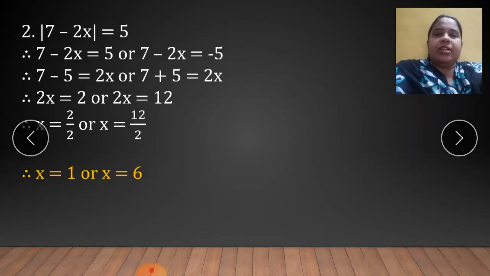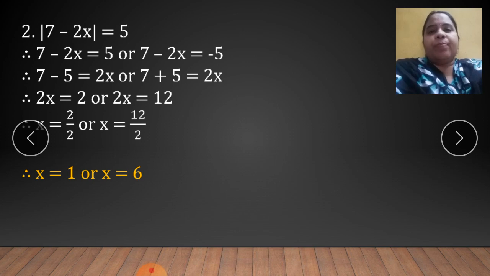The next question is this. Exactly similar, no difference at all. Here also mod of 7 minus 2x is equal to 5. What should be my first step? Don't change the sign of this. This will be 7 minus 2x, 7 minus 2x. But this will have two values now. One is plus and one is minus. Correct? So it will be plus 5 and minus 5.